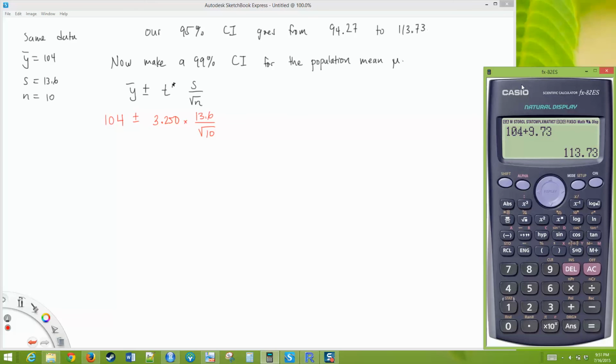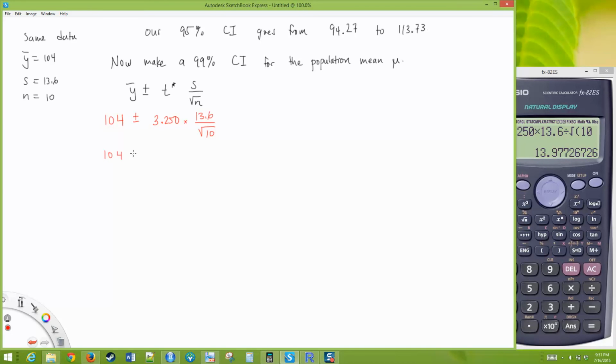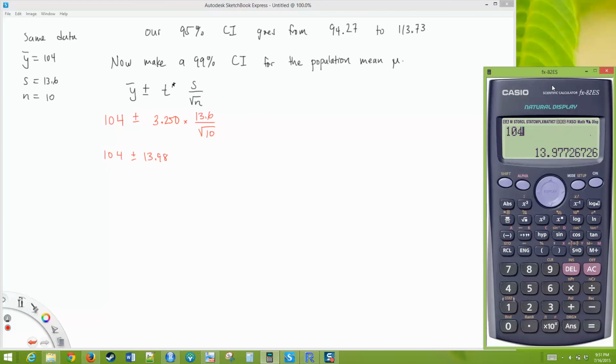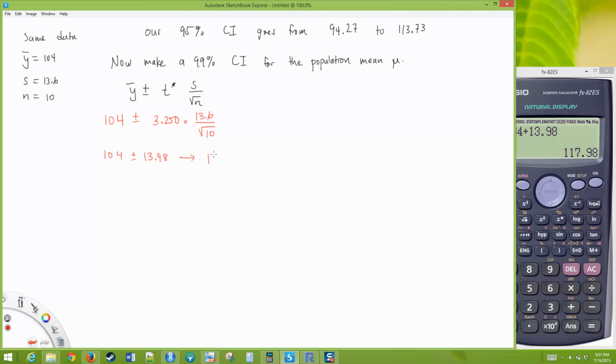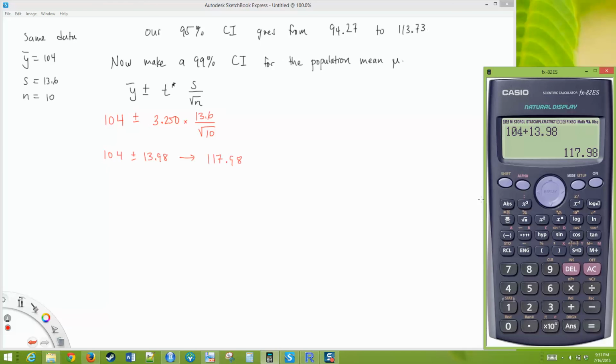So all I'm going to do is 3.250 times 13.6 divided by the square root of 10, and I get 13.98. So basically I have 104 plus or minus 13.98. So I'll do 104 plus 13.98, I get 117.98. And let's do 104 minus 13.98, and I get 90.02.